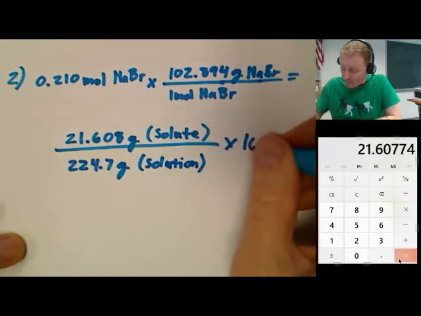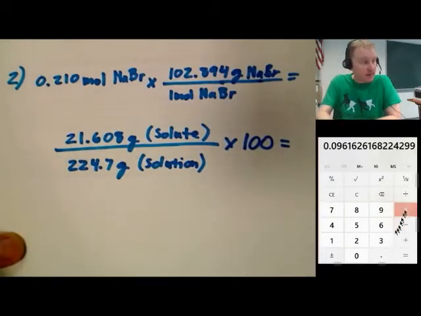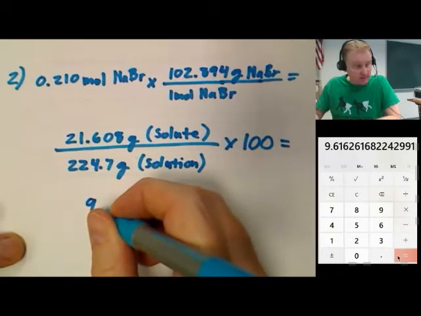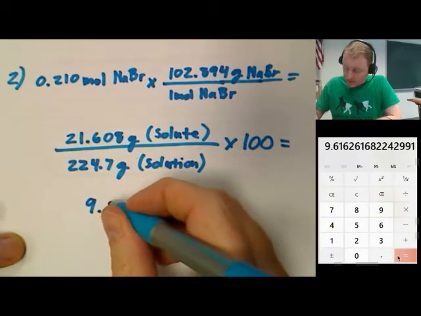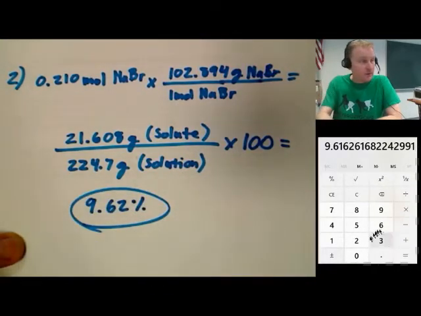And I'm going to multiply that by 100. So let's take our answer and divide it by 224.7, and then multiply that by 100. And I come up with proper significant figures, 9.62%. The 6 rounds that 1 up to a 2, with 3 significant figures. So that would be the answer to number 2.